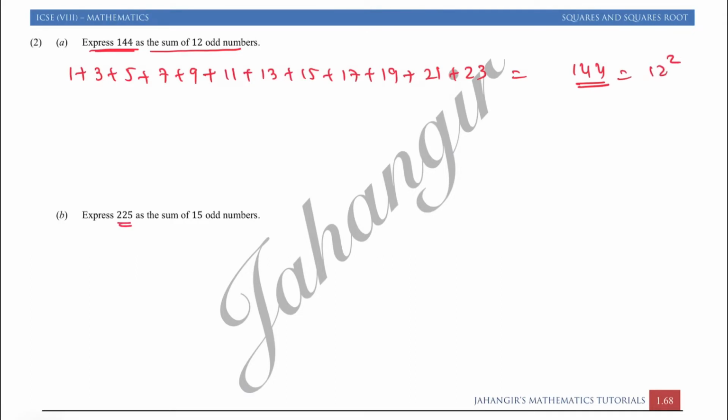In the same way, 225 you have to express as 15 odd numbers. So here we will start with 1, 3, 5. We know up to 23 is 12 odd numbers. So let's write that.